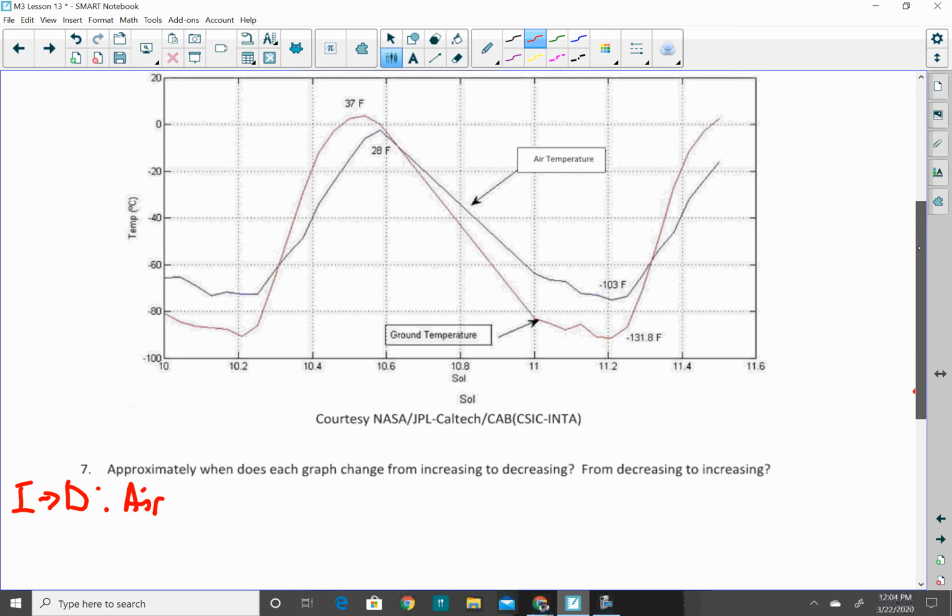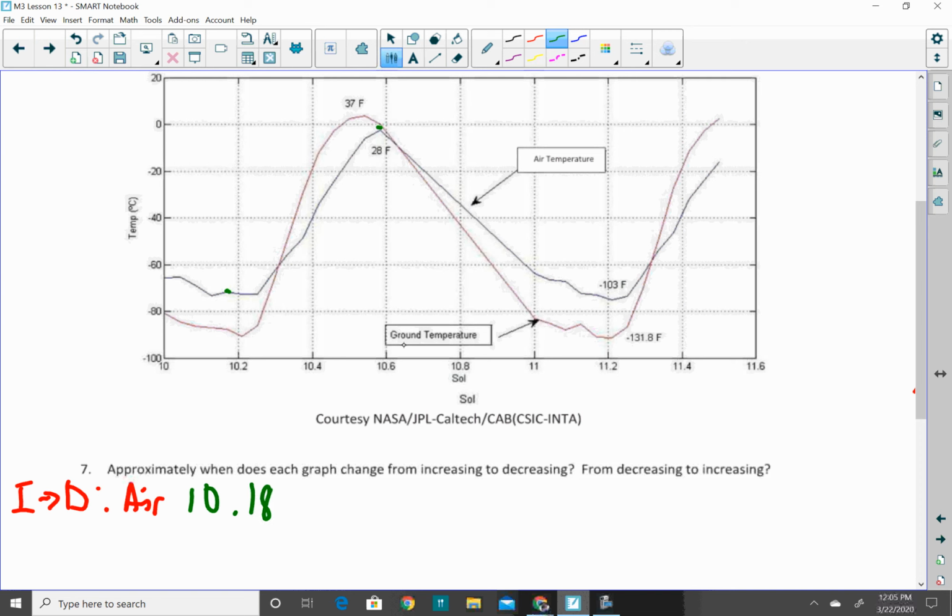So the air temperature is this green, I think it's green, this graph here, if you can follow my cursor. And we're going to determine where it's increasing to decreasing. Where does it turn, right? Where does it change from increasing to decreasing? So the spots I see are right there. It's going up, then it goes down. Clearly changes up at the top there from increasing to decreasing. And we're going to say that this point is at 10.18.